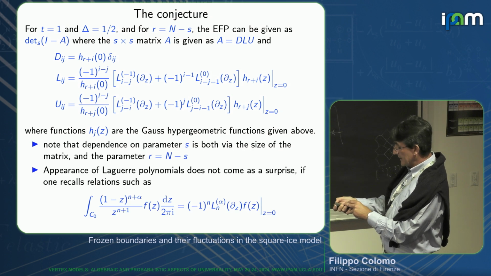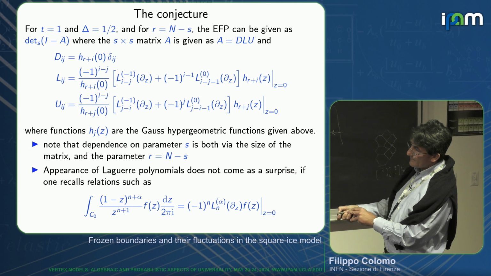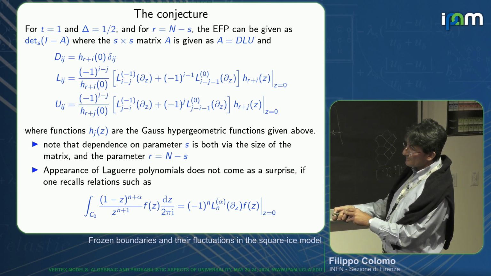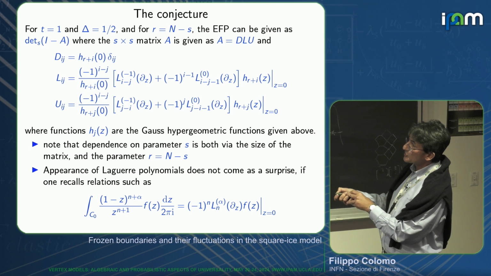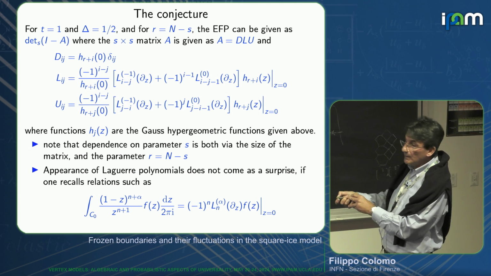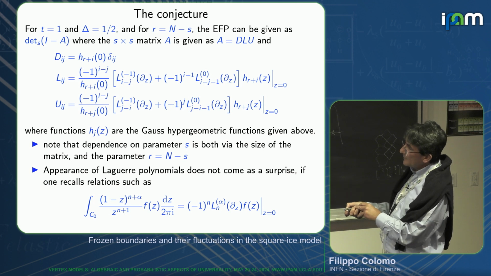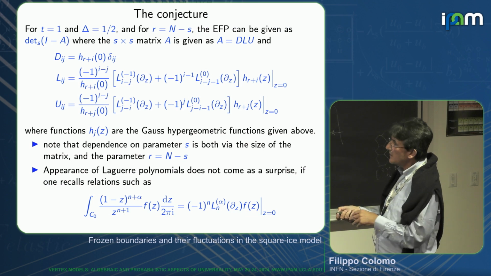Why do we believe in Laguerre polynomials? Because there is a nice identity. When you have the residue of some function with some factor 1 minus z to some power and some factor z to some other power, you can express this in this way. And since in our integral formula we actually had the function h multiplied by z minus 1, z plus 1, z, the appearance of this Laguerre polynomial in this structure is more or less okay.